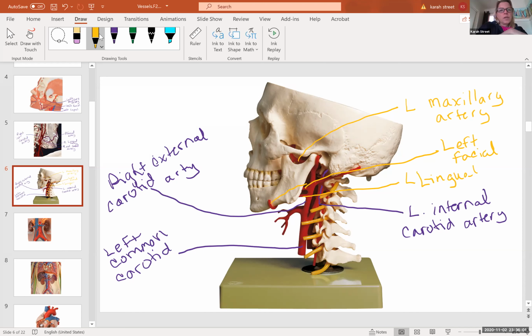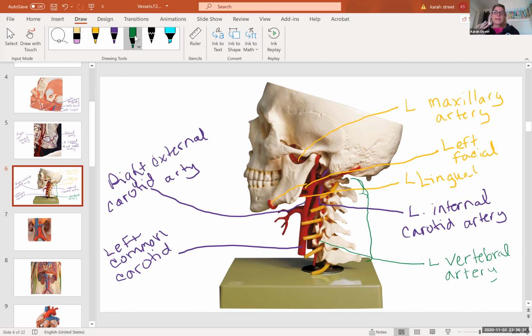Now, if you look here, all of these vertebrae are cervical vertebrae. And if you remember from your lab unit 1, the cervical vertebrae have a transverse foramen. And through that transverse foramen, a blood vessel travels through it. And that is your left vertebral artery.